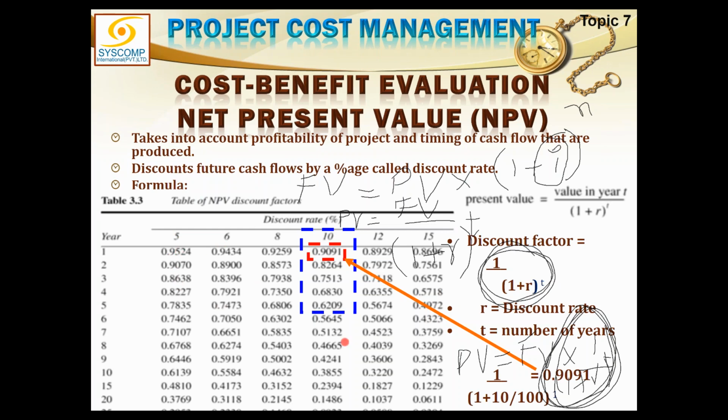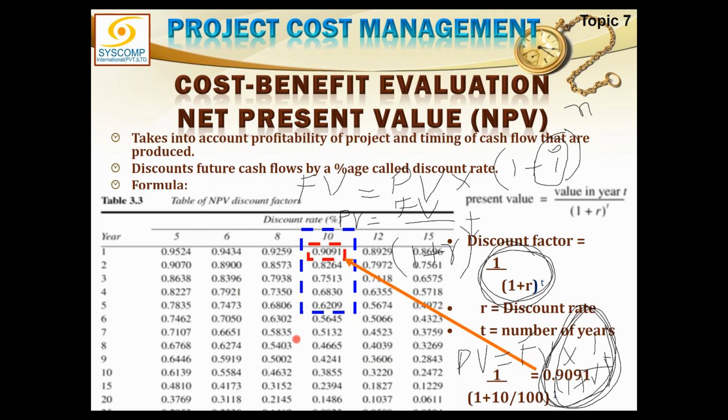Got it? So I can create a whole table. Yes, so he has created a whole table. This table is called the table of NPV discount factors. You can find it in any stat or accounting book, the NPV discount factor chart. This is for those people who find it difficult to calculate.